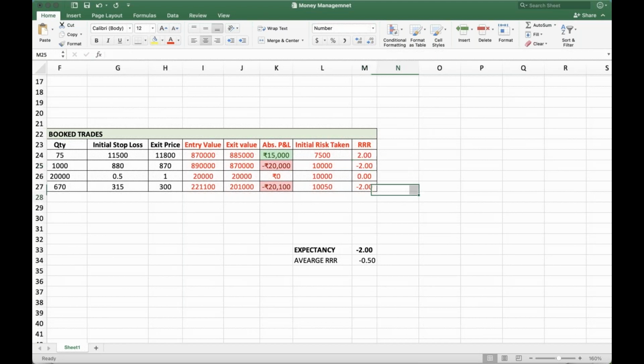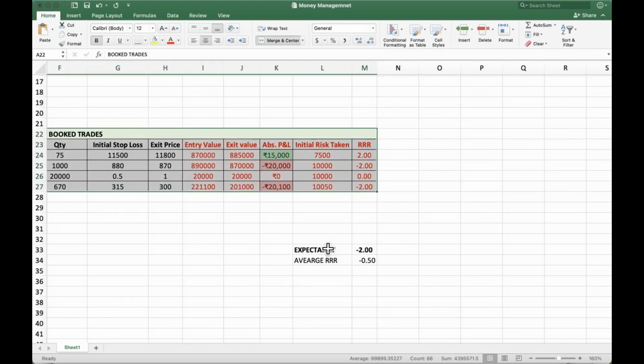Is that okay? The summation of these is called expectancy. This number has to be a positive number. An expectancy of -2 means if I give you 1 rupee, based on your performance, you will lose 2 rupees. On an average, you will lose half a paisa. This is what it means.